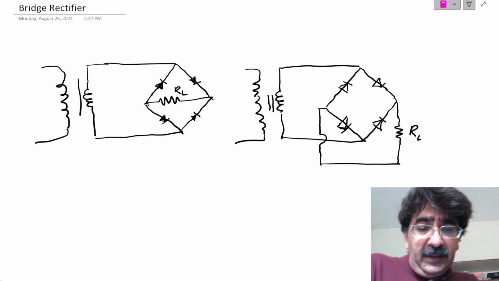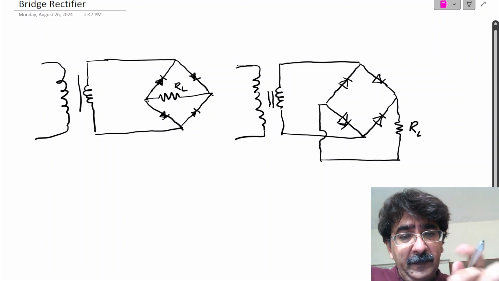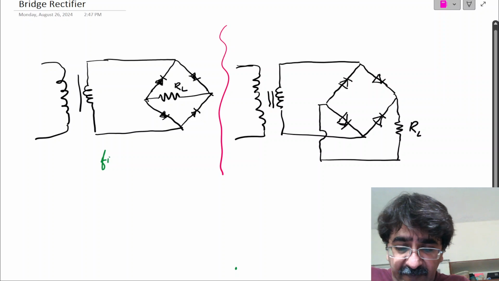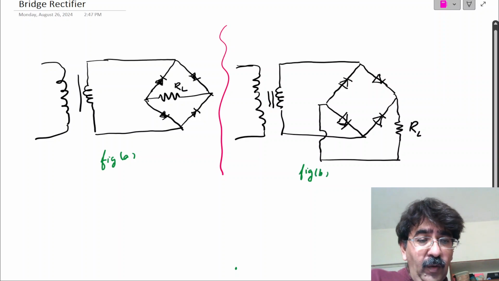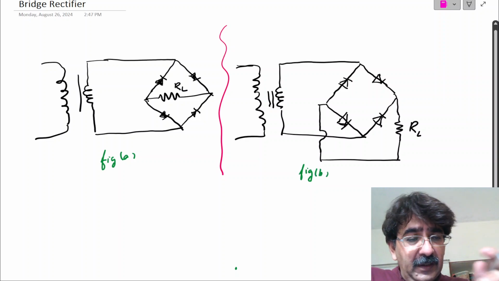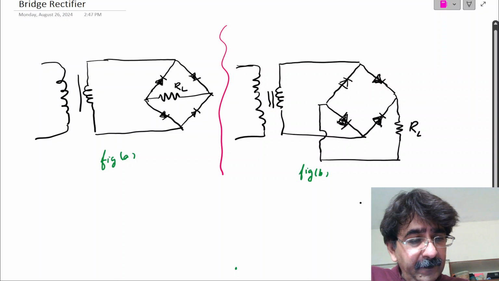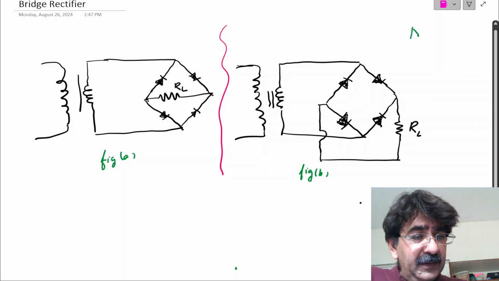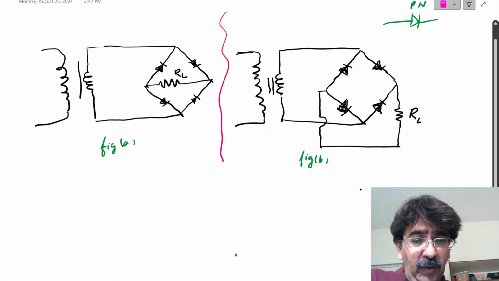Now I will explain. Fig A represents the first circuit diagram, and fig B represents the second circuit diagram for the bridge rectifier. I will draw the equivalent circuit and working of these 2 circuit diagrams, and we will get the same working. This edge part represents the P part of the diode, and the straight line represents the N part of the diode.